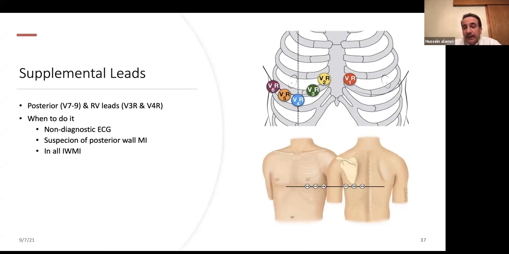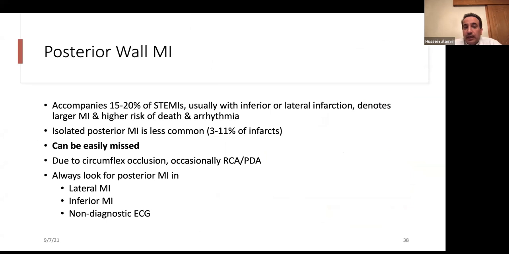Now we'll move to the supplemental leads. Always, when your diagnosis is in doubt and your ECG is not informative, you have to do the right leads and the posterior leads. You do it when the ECG is not diagnostic, when there is suspicion of posterior wall MI, and in all inferior wall MIs. The posterior wall infarction occurs in around 20% of ST elevation MI, usually with inferior or lateral location. It indicates a larger MI, higher risk of death and arrhythmia. However, isolated posterior MI can occur, but it's less common. Usually it's around 3%. However, in different series, it's between 3 to 11%. And it can be easily missed if you don't look carefully at the ECG, especially in V1 and V2.